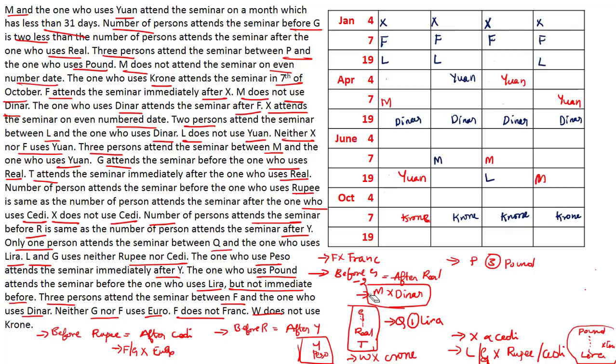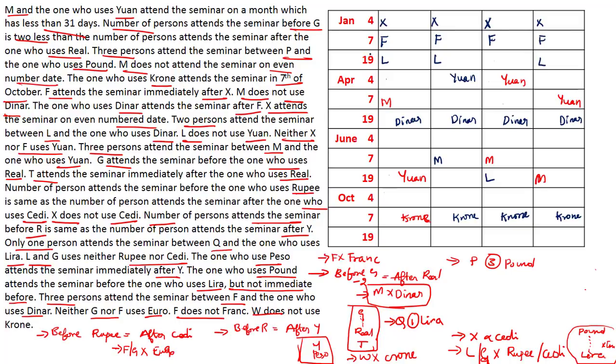Now see here. Before G, before LRG do not use rupee, right? LRG do not use rupee. So before G there should be a gap of 2 persons, less than the after real.